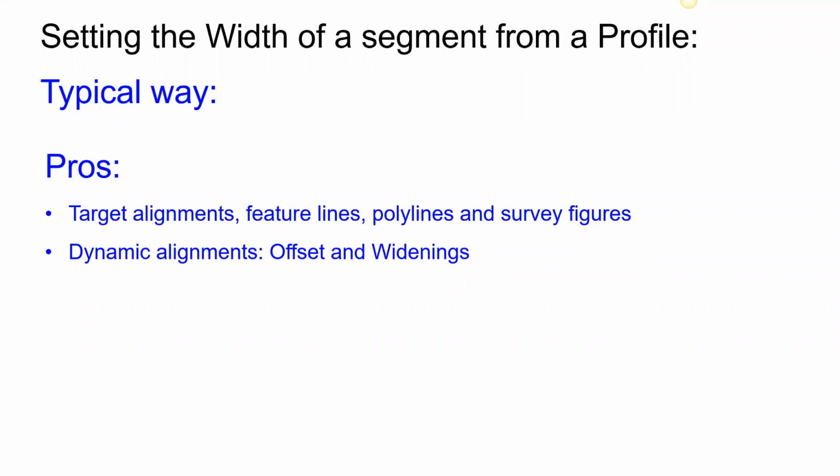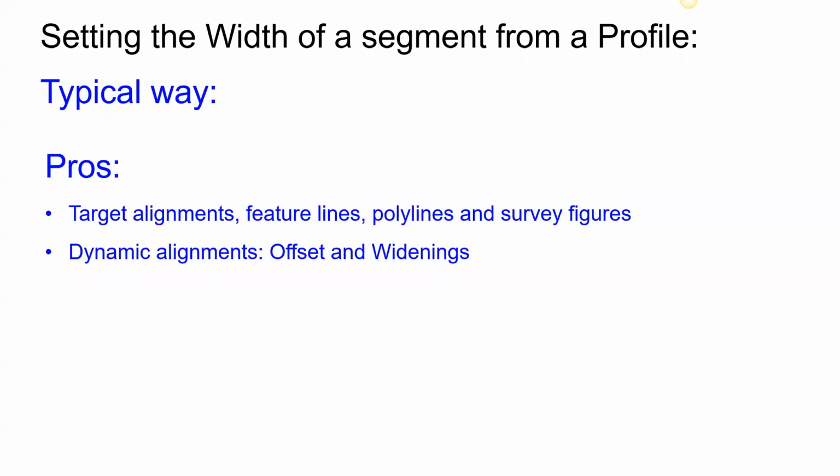But what happens with that design change? Well, if I'm targeting a feature line, if I'm targeting an alignment, an independent alignment, or just a flat out polyline, I now have to make edits to that to get it to be what I need. Maybe my turn lane needs to take 125 feet to widen instead of 75 feet.